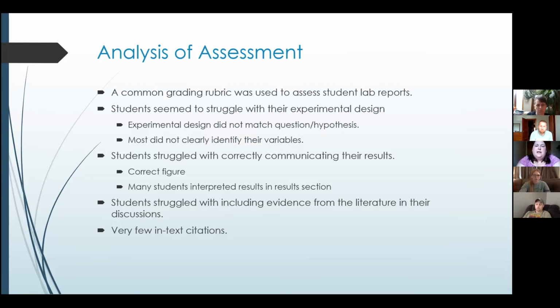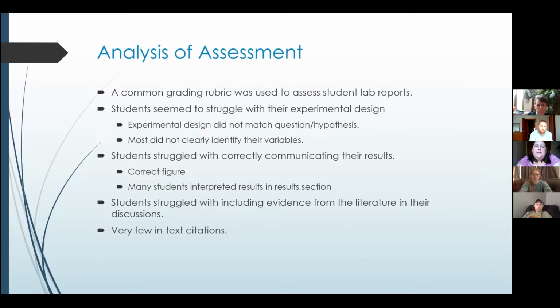But then a lot of students were trying to interpret their results in the results section, which was something that we also went over, in that the results section is just for providing the information. The conclusion and discussion is where you actually interpret the results. And a lot of this might just have been, I had really high standards for my Gen Bio students, and maybe they were too high of standards for first time experiences with research.